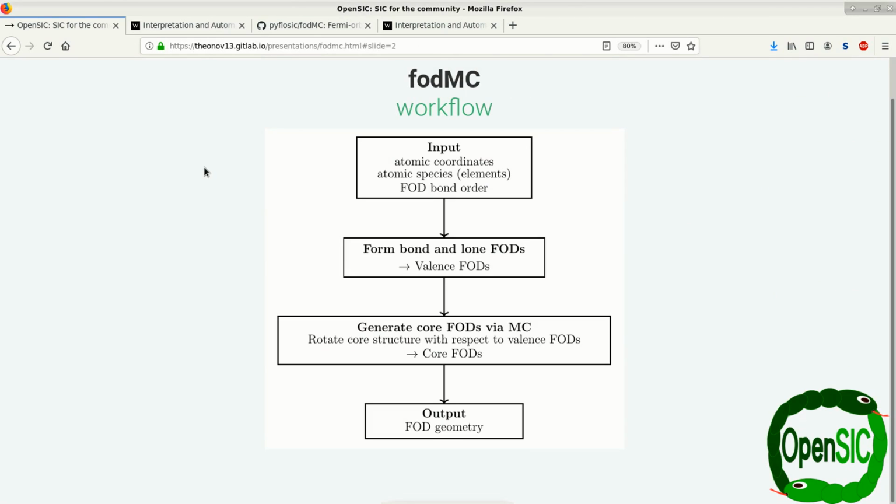The fodMC can generate FODs for any given molecule. It does so by forming bond and lone FODs based on chemical intuition, giving us our valence FODs. On the other hand, the core FODs are well described by structural motifs, and the idea of the fodMC is to optimize the orientation of these motifs with respect to the valence FODs using Monte Carlo. In the end, we get all the FODs of our molecule.